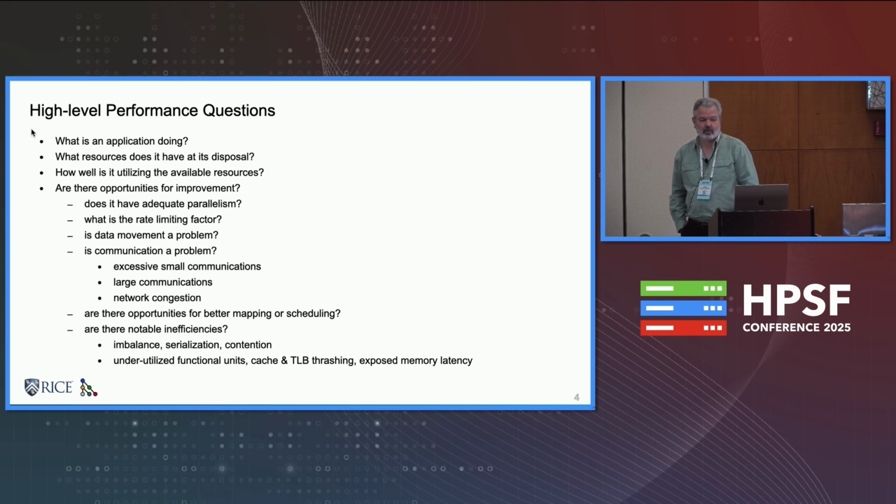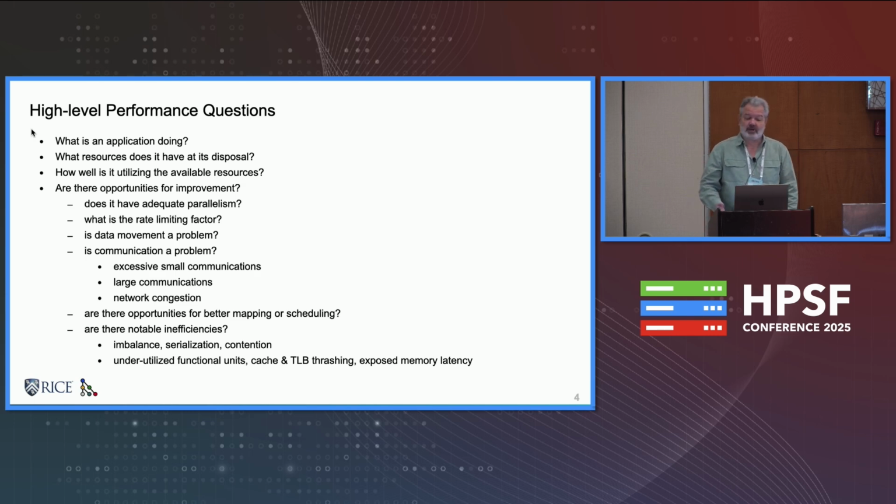So, some high-level performance questions you might like to ask. What's an application doing? What resources does it have at its disposal? How well is it using those resources? Are you using only one GPU tile on a node? Are you using all of them? Are you using all of the cores in your system? Did you intend to, or did you leave them idle purposely because you were only using one core to launch things on each of the GPU tiles you have? Are there opportunities for improvement? Is there adequate parallelism in your program to keep the data parallelism in the GPUs occupied? What's the rate limiting factor? Is it compute limited, communication limited, I/O limited, data movement limited?